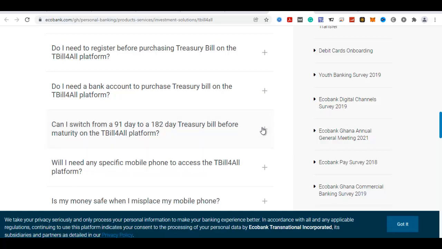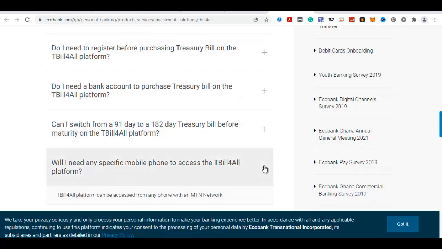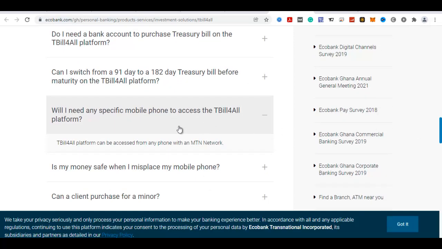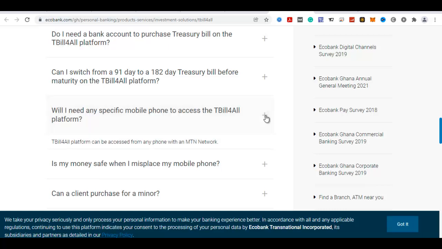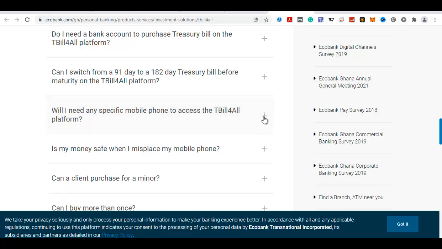Okay. Another question is, will I need any specific mobile phone to access the TBILL4ALL platform? The answer is you don't need any special phone. Any phone that has access to a mobile money account or MTN network can be used to do it. So whether it's a feature phone or an Android phone or an Apple phone or whatever, once it has MTN network and you have MTN mobile money, you are good to go.